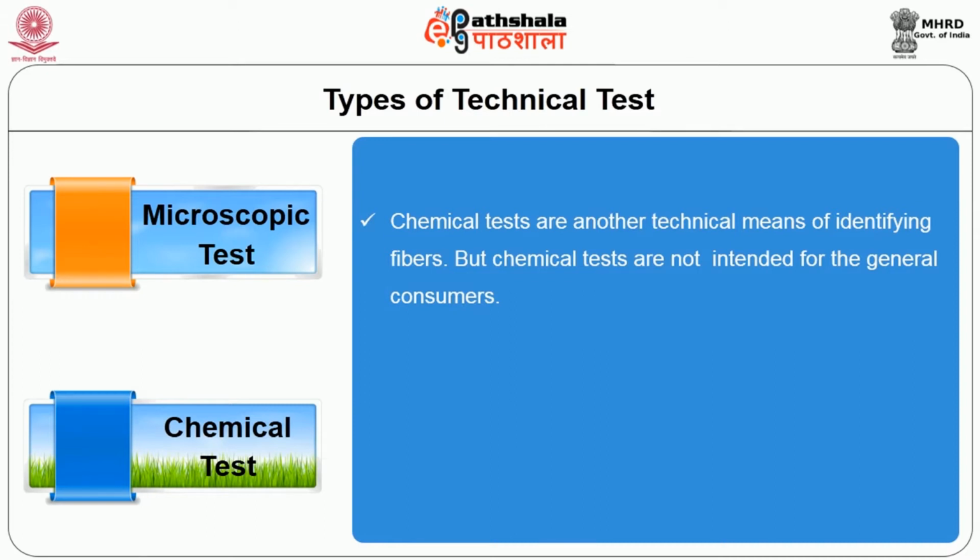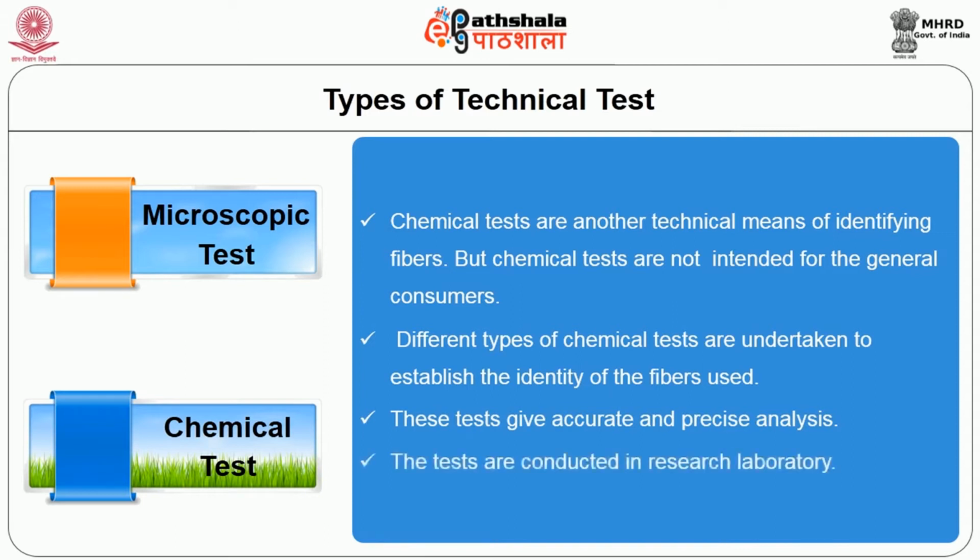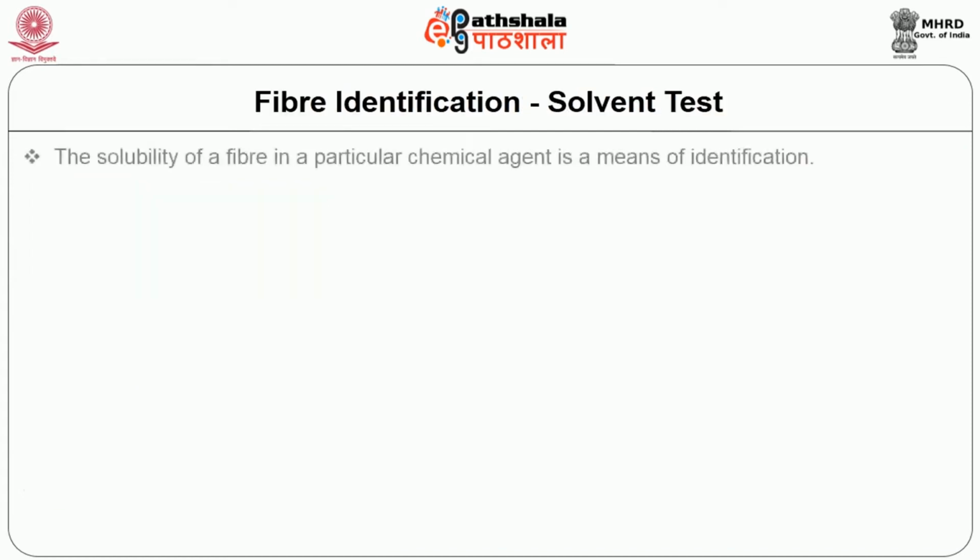Chemical tests are another technical means of identifying fibers, but chemical tests are not intended for the general consumers. Different types of chemical tests are undertaken to establish the identity of the fibers used. These tests give accurate and precise analysis. The tests are conducted in the research laboratory only. Fiber identification by solvent test.